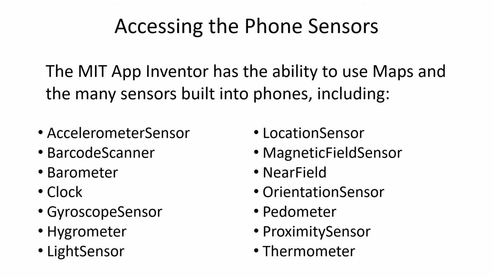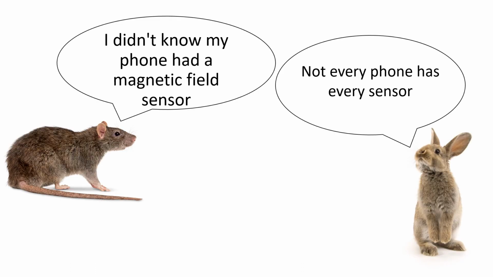Here's a list of some of the sensor connections that you can use in App Inventor. The accelerometer tells if your phone has been moving. You can see the clock is nice. Location sensor, yes, most phones have a GPS location. You can find out where you are, and all sorts of other sensors that your phone may or may not have. I didn't know my phone had a magnetic field sensor. Not every phone has every sensor.